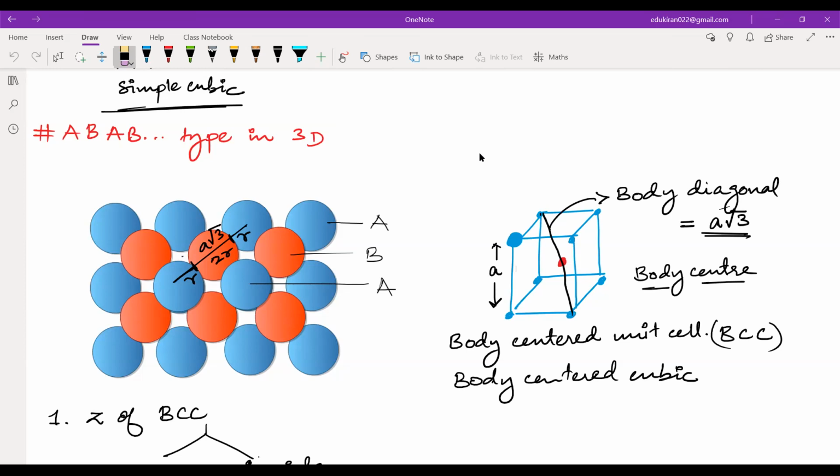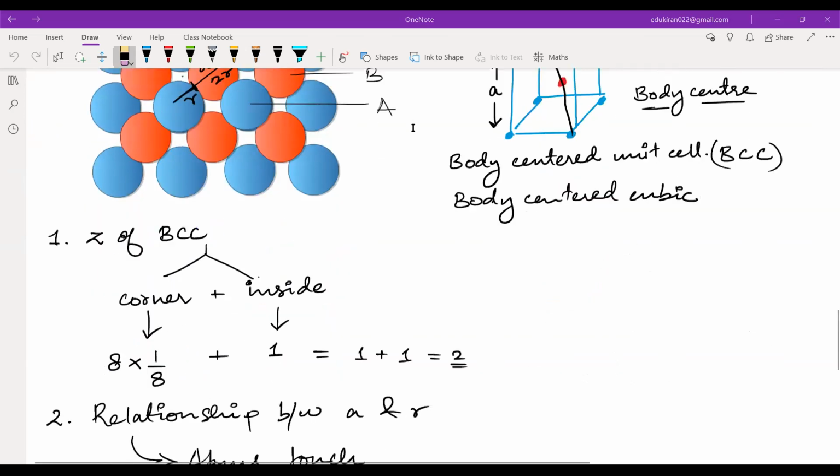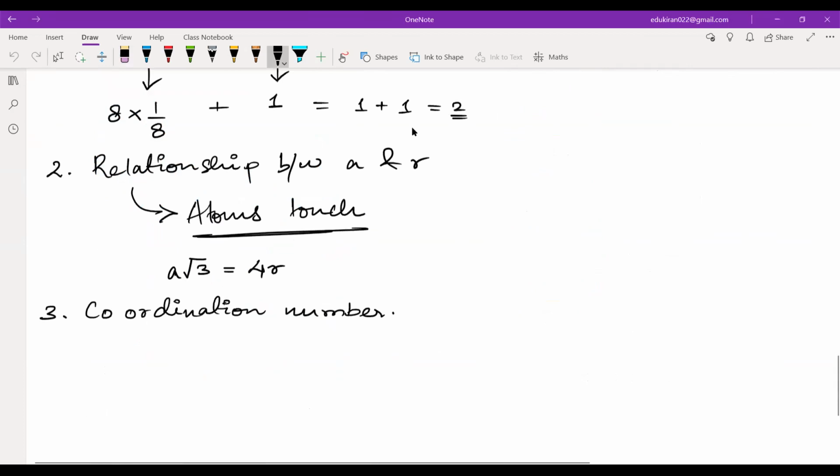And if this atom is present in 8 rooms and there are red atoms in all of these 8 rooms, this atom will also be touching all the red atoms. Yes or no? All the 8, right? That is why you can see that this red atom has the coordination number 8 and this blue atom also has the coordination number 8. Okay. So the coordination number is 8.